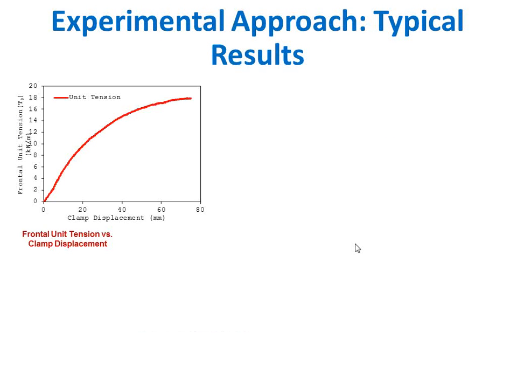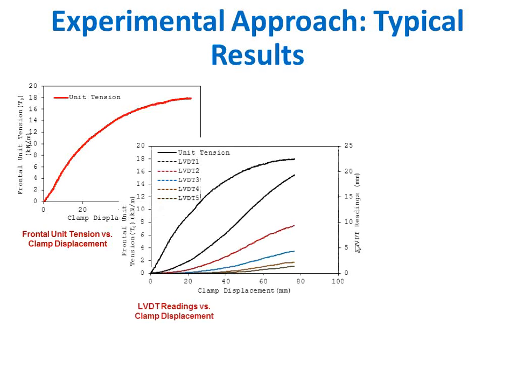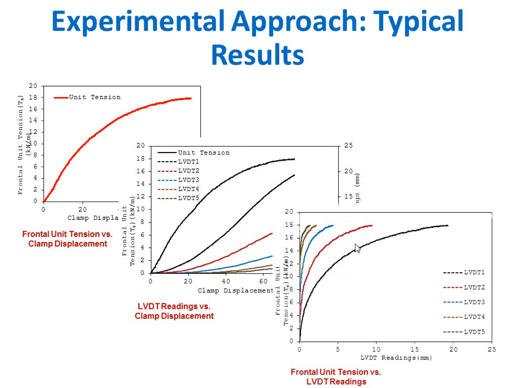This is a typical curve that we get: frontal tension versus clamp displacement. This is also data that we get. Frontal tension, because we do not have the tension at each point. This is what we have: the frontal tension, clamp displacement, and displacement within each point. And this is a different way of looking at it. This is the frontal unit tension versus the LVDT readings. So for a given clamp displacement, we have the unit tension. For a given clamp displacement or time, we have the LVDT readings. This is what the curves look like.